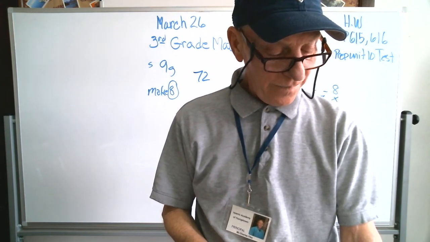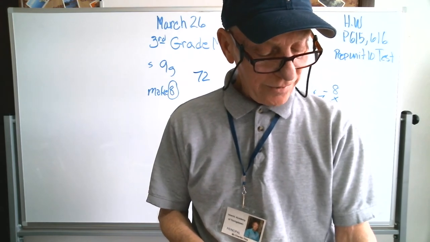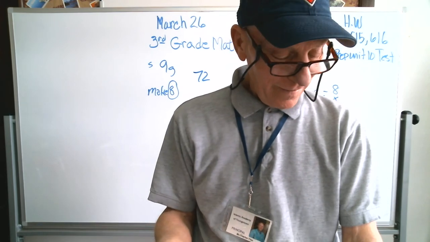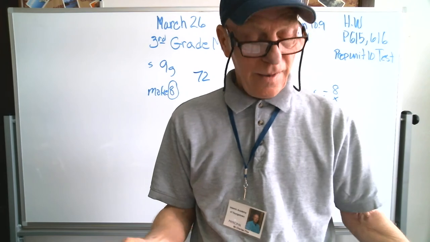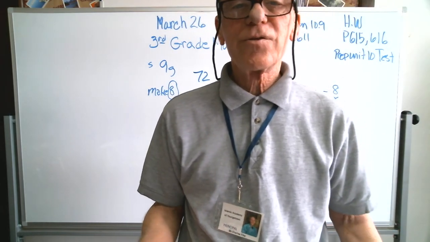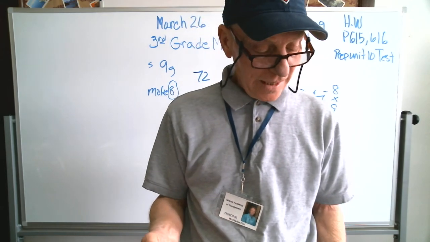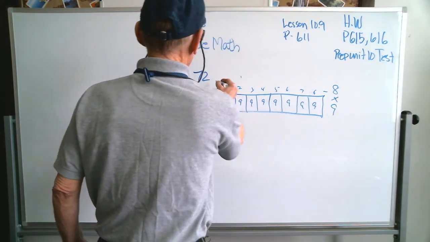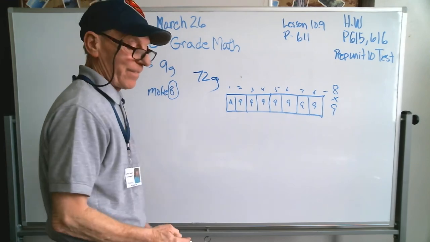There are 8 smoothies with 9 grams of strawberries in each. So basically what it's asking you to do is to multiply. You can go 8 times 9 equals 72. So that means there are 72, and don't forget to label, 72 grams.